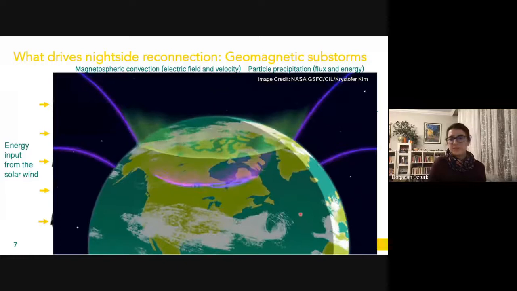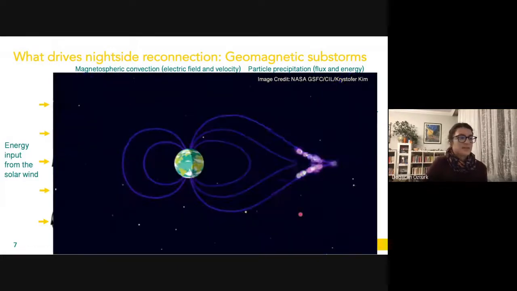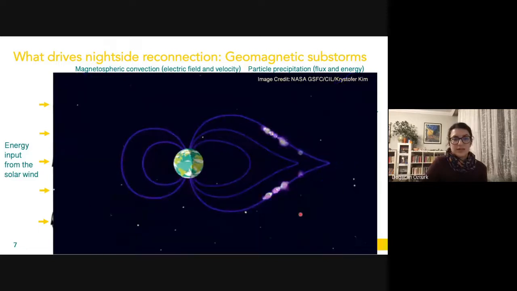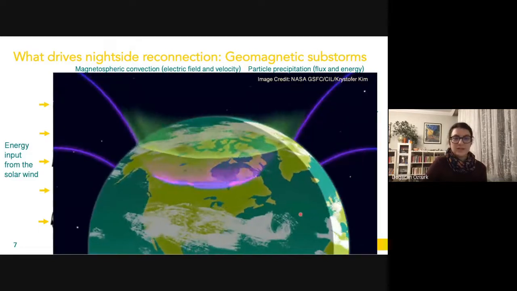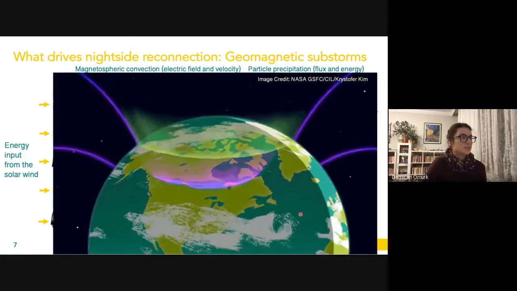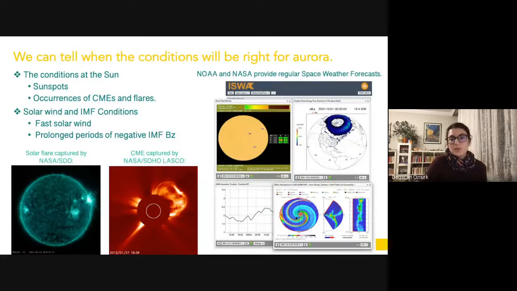Here is an animation basically showing what we just discussed in 2D: the reconnection and the particles being energized along the field lines and precipitating into the upper atmosphere. So the geomagnetic substorm and storm are widely studied phenomena. We can tell when they are most likely to occur.